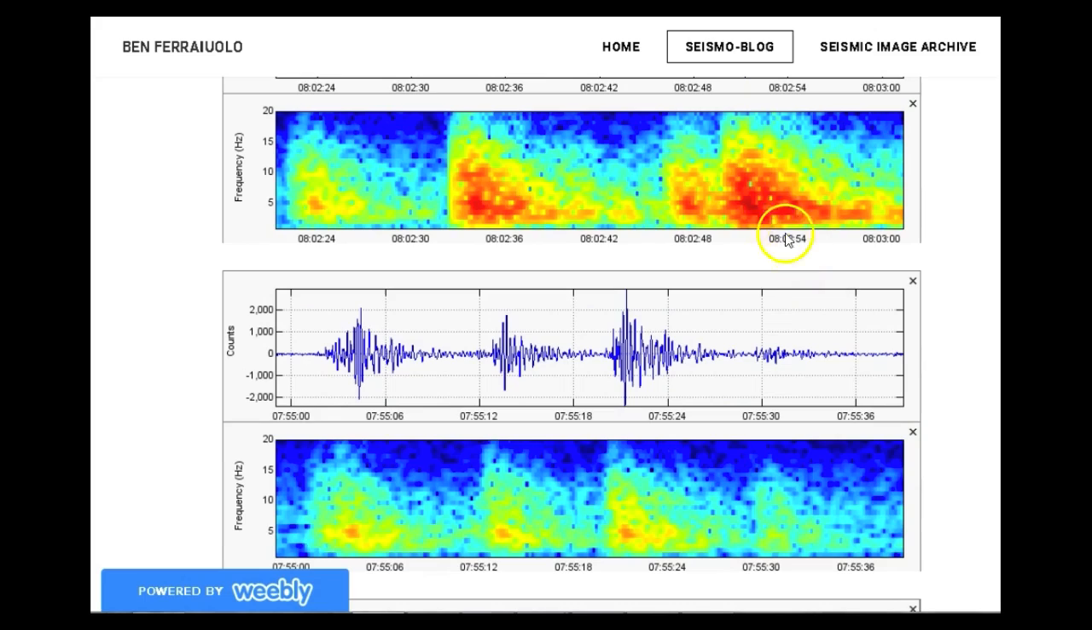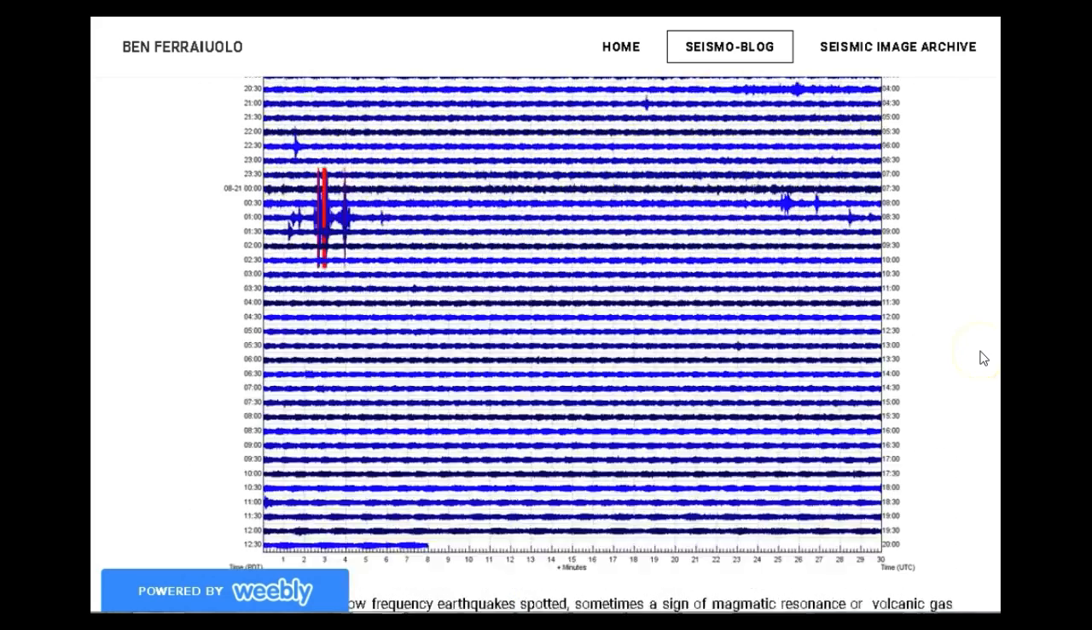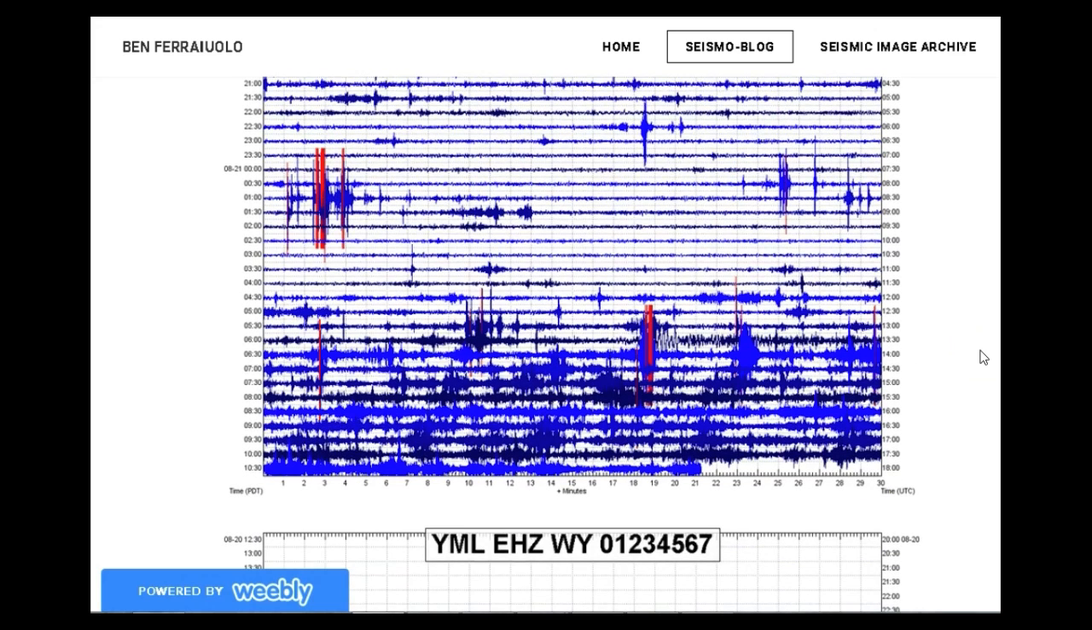Which to me is very odd. Usually with tectonic activity, they're spread out a lot farther. So I'm thinking it's definitely some type of rock-breaking sequence.